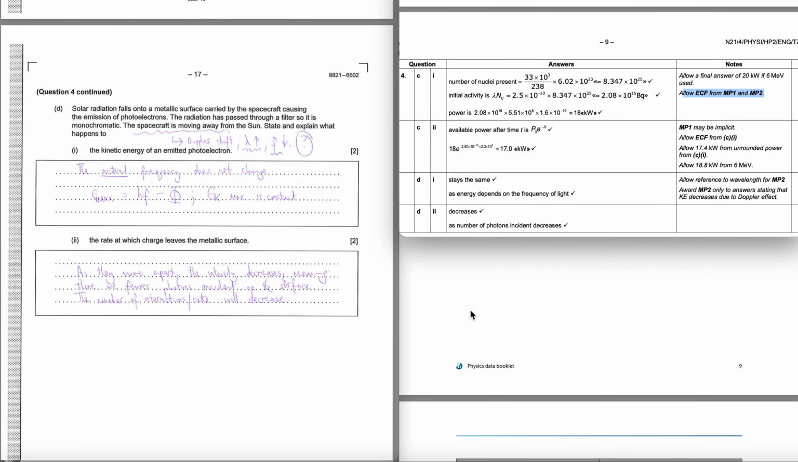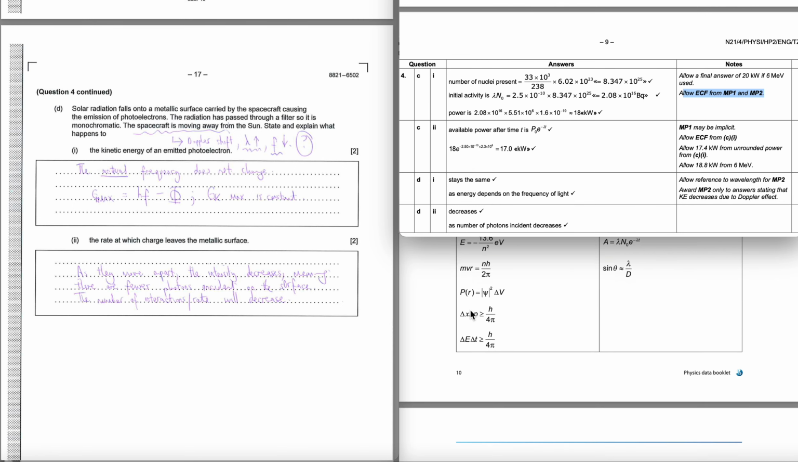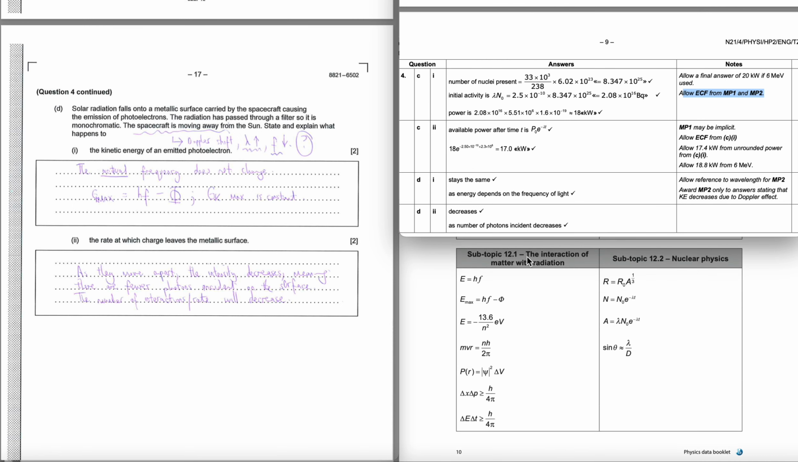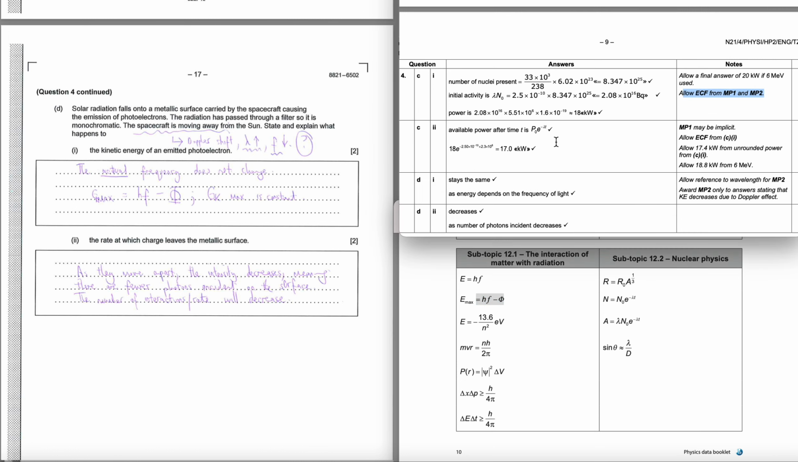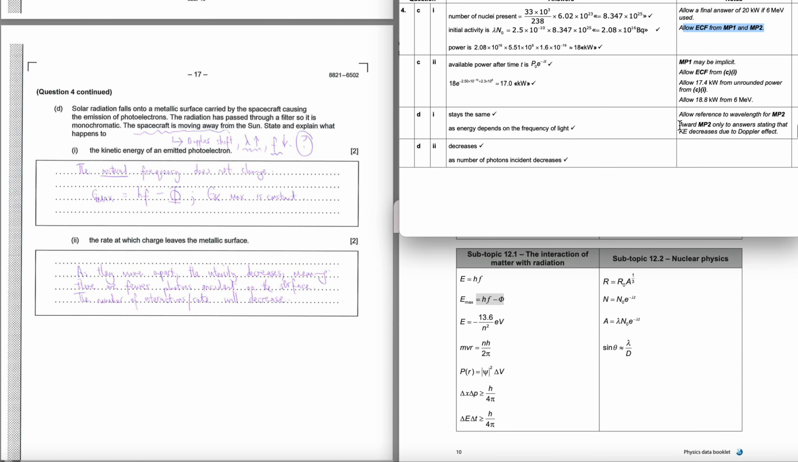If we scroll down to our interaction of matter with radiation, we can see here that we've got a frequency term, and we're being asked about the kinetic energy of emitted photoelectrons. Let's think about this. If the Doppler effect applied here, then f would be going down, h is constant, and our phi, our work function, is constant, and so therefore we would expect the kinetic energy to decrease, and many students write that. You would notice that again in our paper.